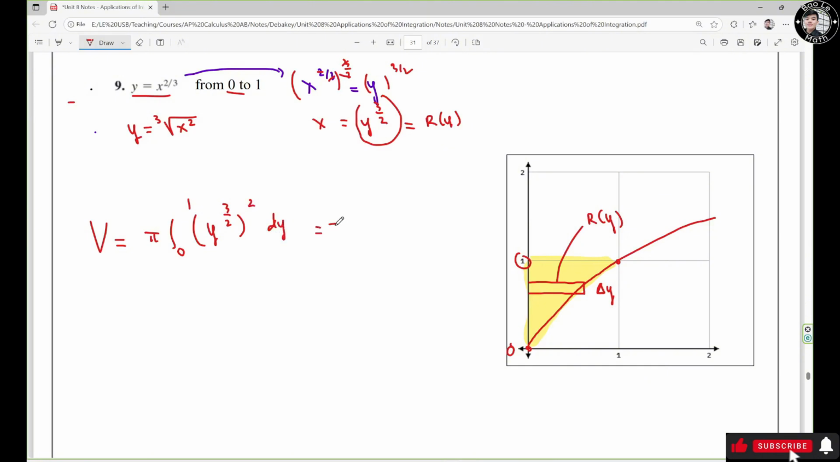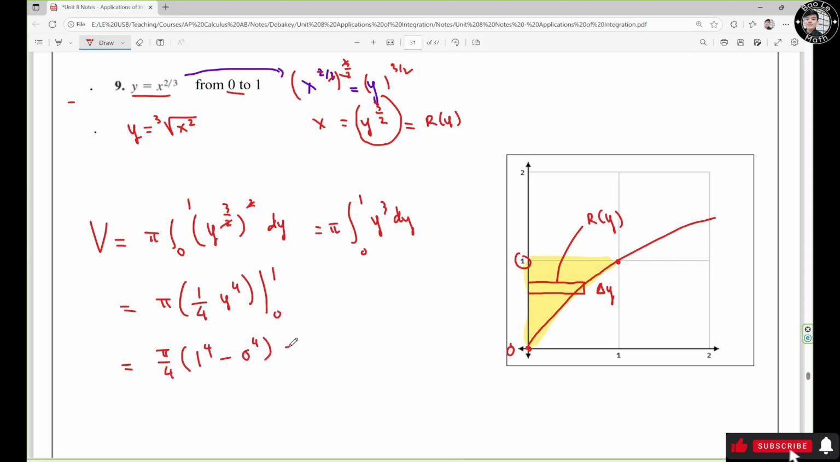So this guy turns out to be pi times the integral from 0 to 1, 2 and 2 cancel out, so it will be y power 3 dy. Take antiderivative of this one is going to be pi times 1 over 4 y power 4 evaluated from 0 to 1, right? So it's going to be pi over 4 times. Substitute 1 for y is to be 1 power 4 minus substitute 0 for y is to be 0 power 4, right? So the answer is pi over 4, right?